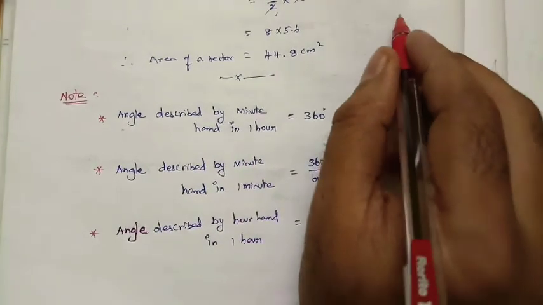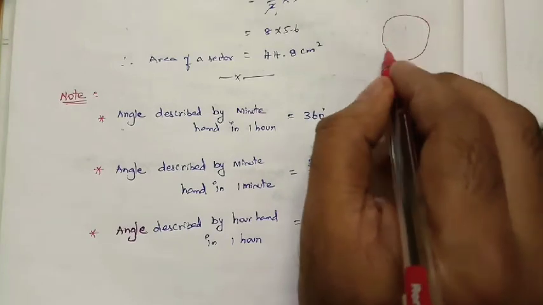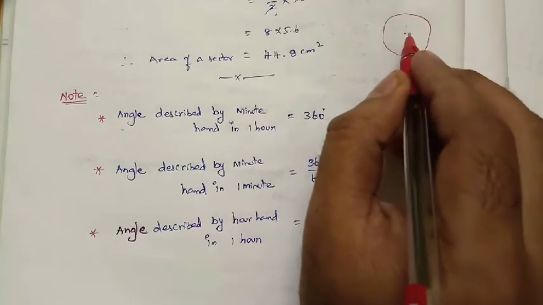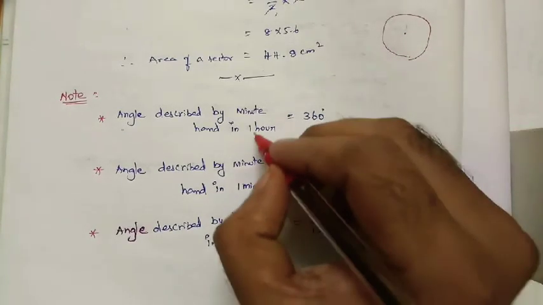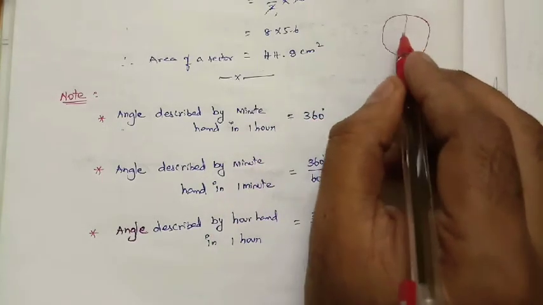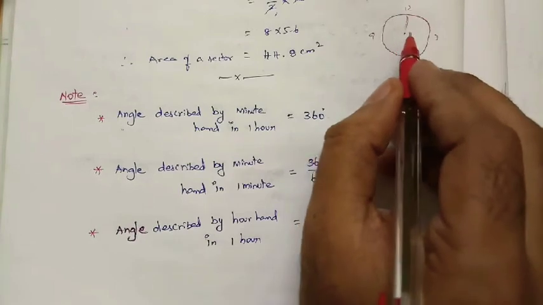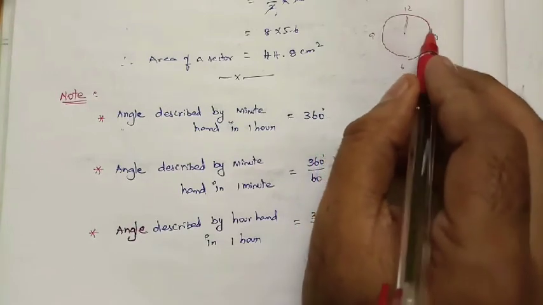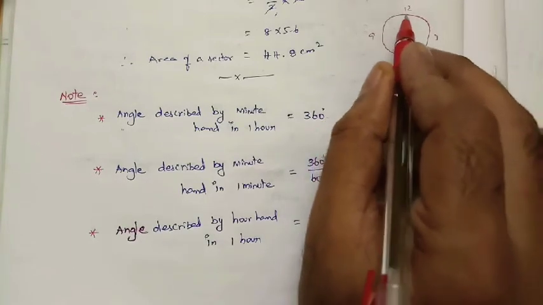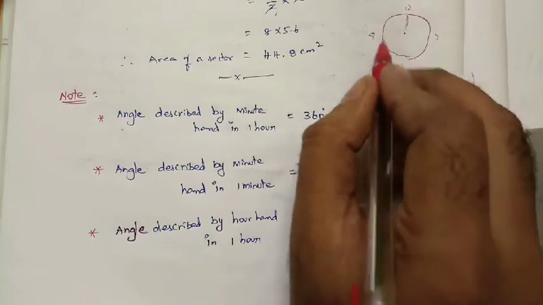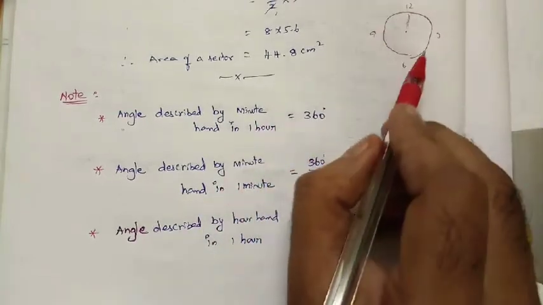This is nothing but a clock, with a minute hand. For 1 hour, it goes around 12, 3, 6, 9. For 1 hour, it will rotate clockwise and complete 1 round fully.